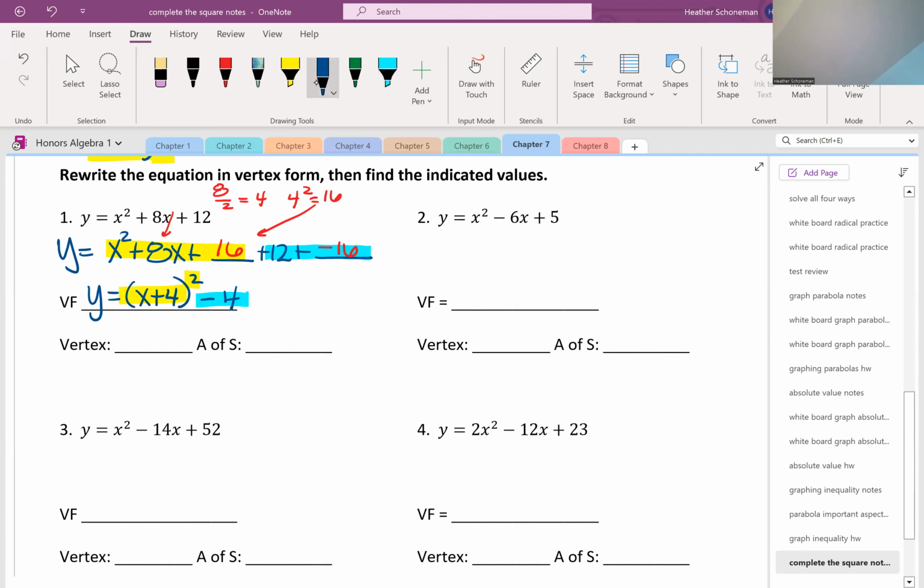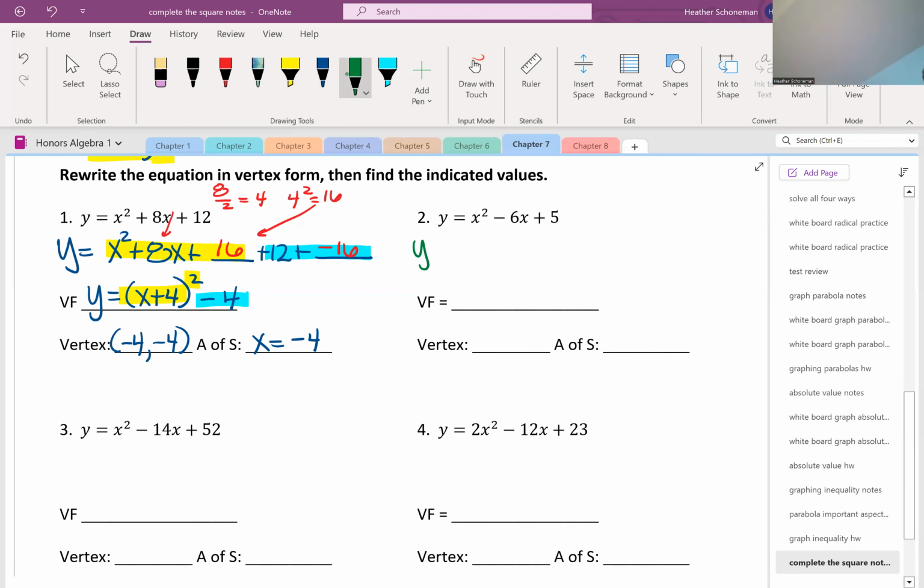Now that we have our equation in vertex form, we can see that the vertex is the opposite of what's in the parentheses, -4, and then the number at the end, which is also -4. The axis of symmetry, as we've been practicing, is x equals the x-coordinate, which is -4. Okay, let's try this again.